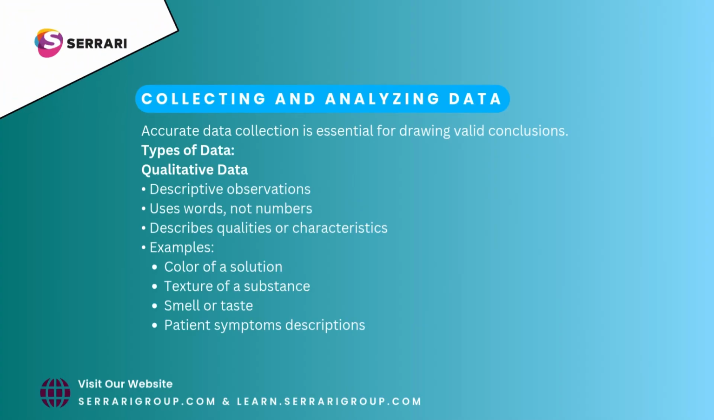Collecting and analyzing data. Accurate data collection is essential for drawing valid conclusions. Types of data. Qualitative data. Descriptive observations. Uses words, not numbers. Describes qualities or characteristics. Examples.